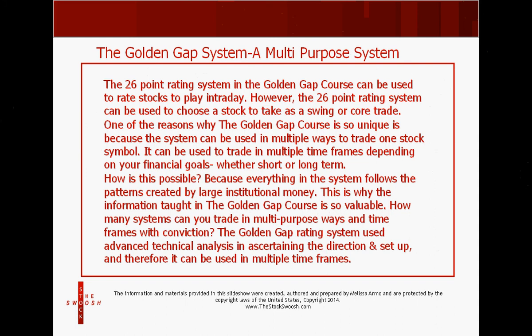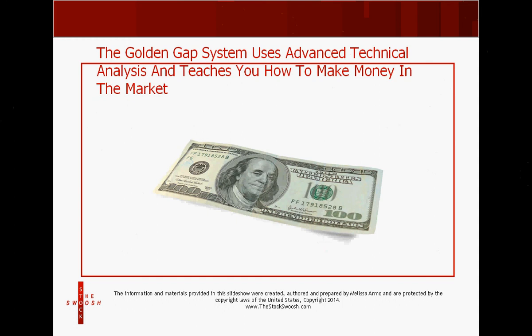But 26 things really is a lot of things to look at, but you want to get it right. You want to get it right as much as you can. That's why I have to look at those many things, because I like to win. I like to make money, like I said. You want to have the odds on your side by getting it to be very, very accurate. So the rating system uses advanced technical analysis in ascertaining the direction of the setup, and therefore it can be used in multiple time frames. Your targets would be different if you held something overnight. So again, as I was saying, this system teaches you how to make money.